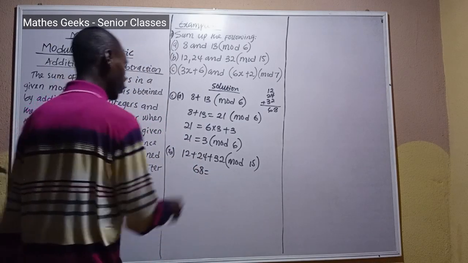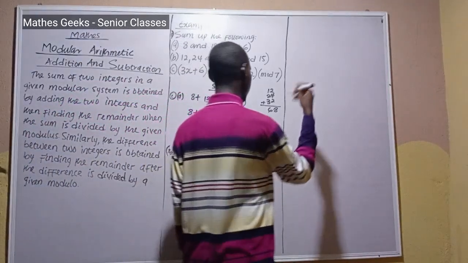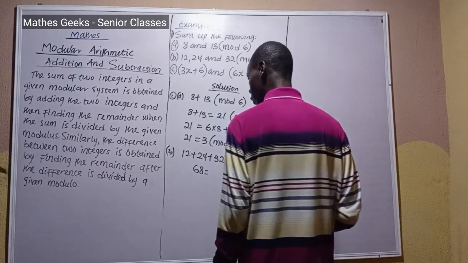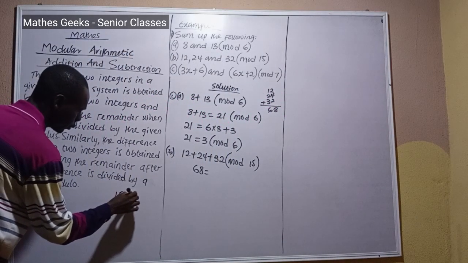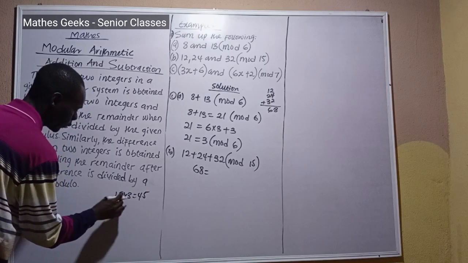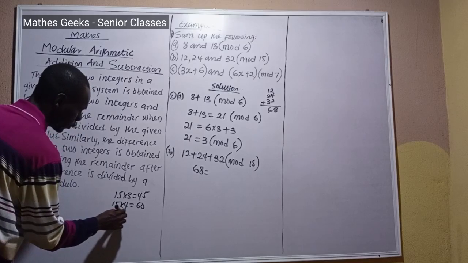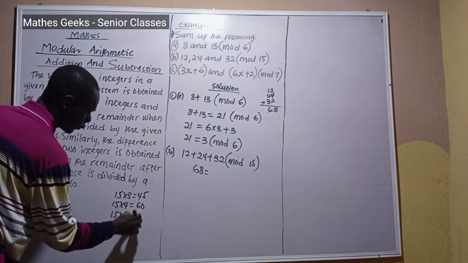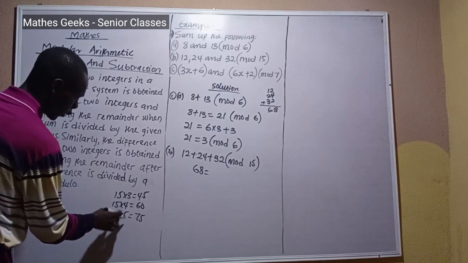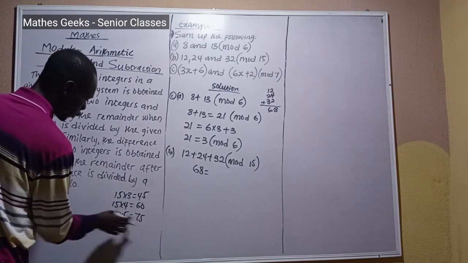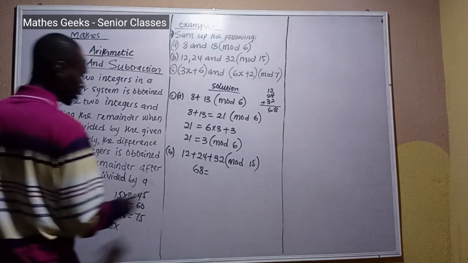So the multiple of 15 that's closest to 68. Let's find that. 15 times 3 is 45. 15 times 4 is 60. 15 times 5 is 75. 75 is greater than 68.